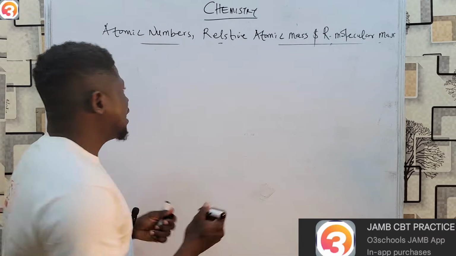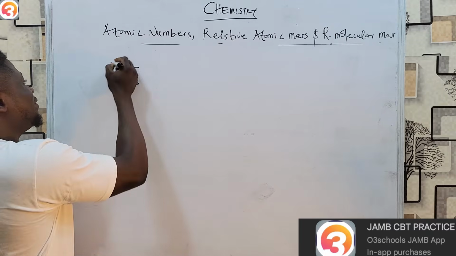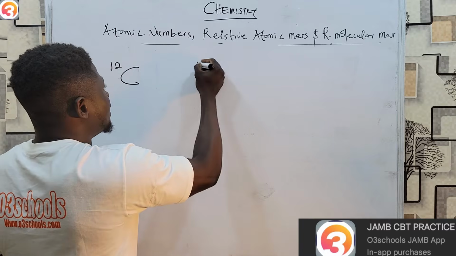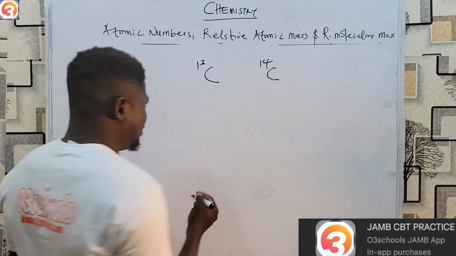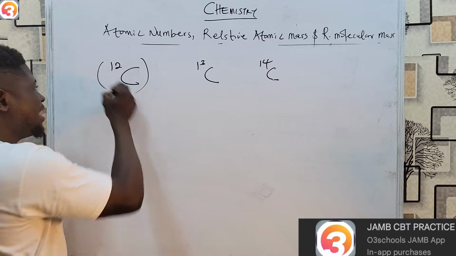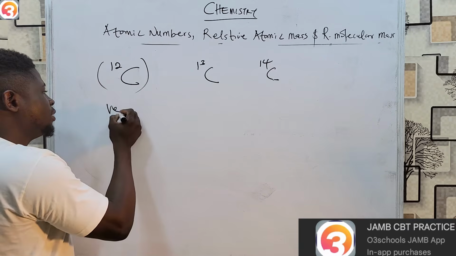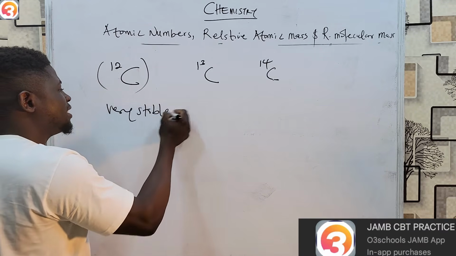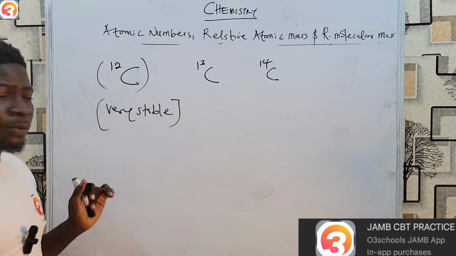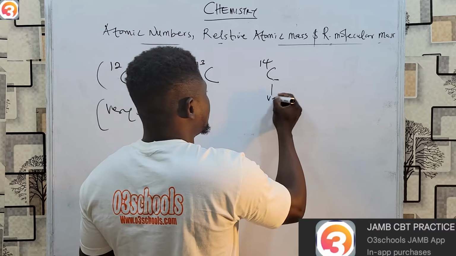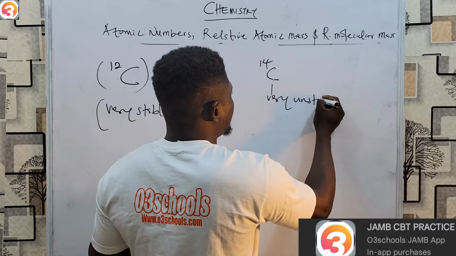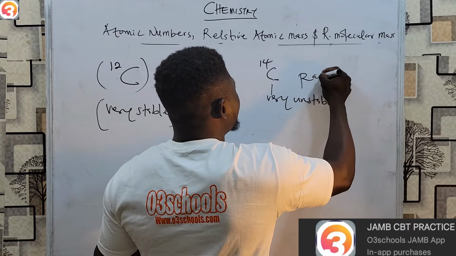Now also we look at carbon. Carbon has 3 isotopes. We have carbon 12, we have carbon 13, we have carbon 14, right? This carbon 12 isotope is very stable. This is the stable isotope of carbon. This carbon 14 is very unstable. It's unstable, and it is radioactive.